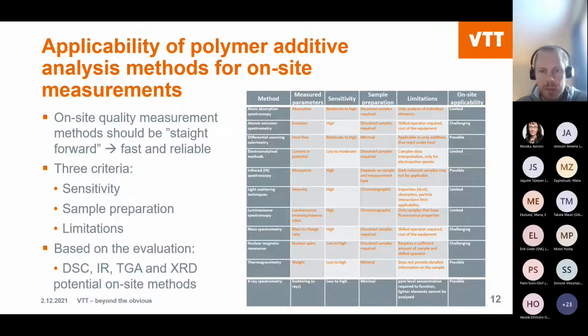And we combined or summarized the data in this table form, and then we concluded that we would have 4 different analysis methods that could potentially be used for on-site analysis. So DSC, infrared, TGA, and XRD. And from these 4, we actually chose DSC and TGA. DSC for analysis of antioxidant and TGA for analysis of filler amount for the next stage to provide a proof of concept of whether these methods could be used on-site.